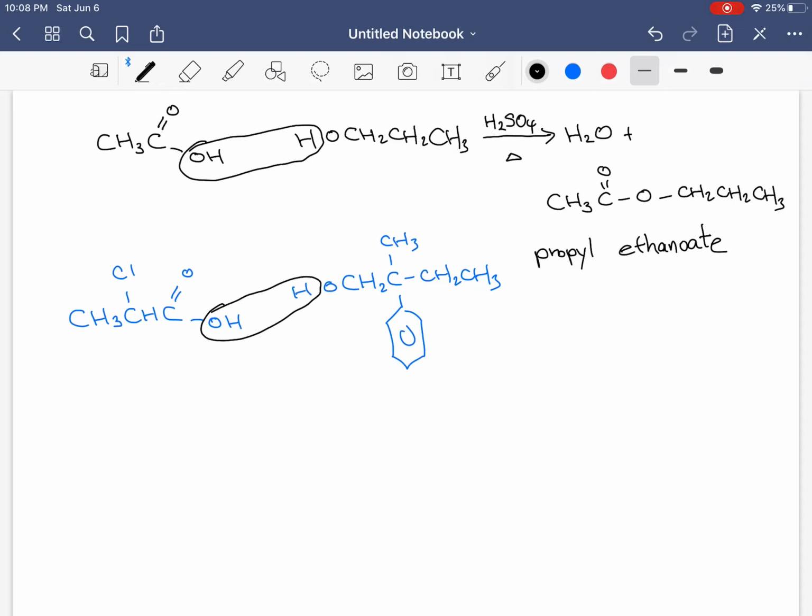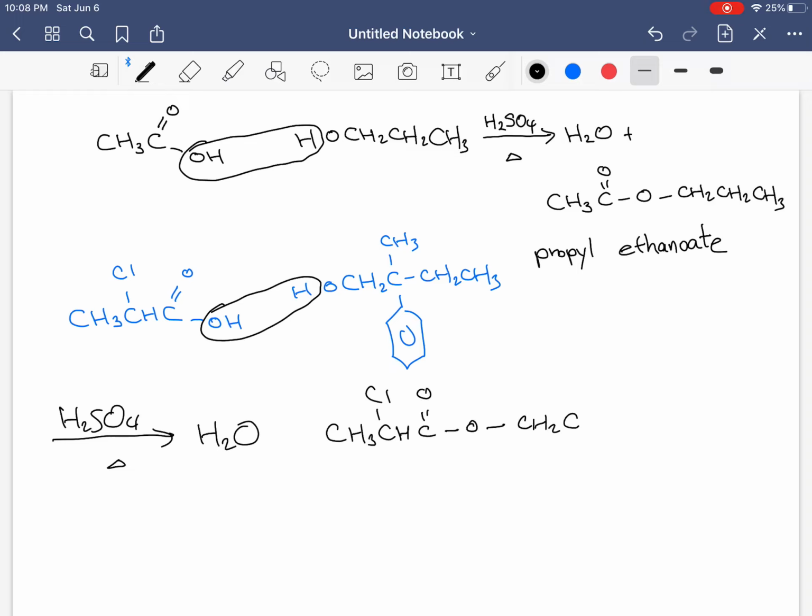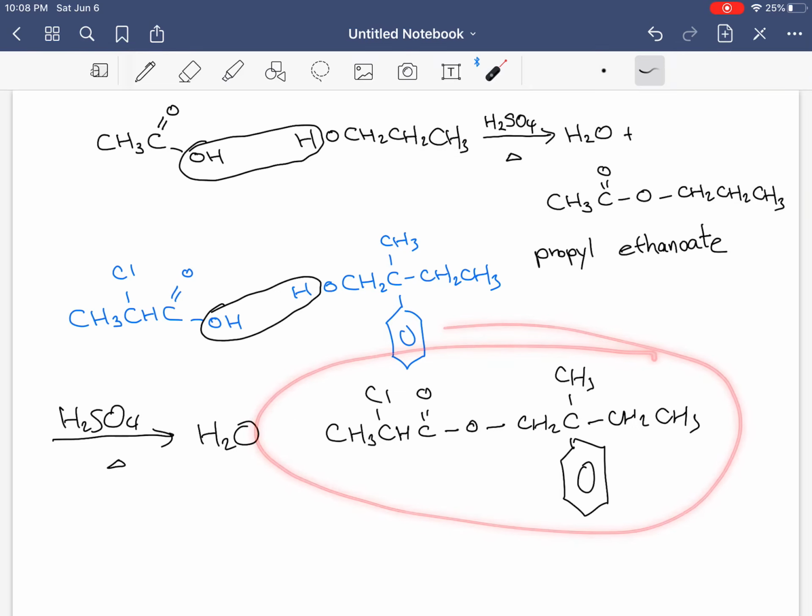Okay, here's water being made, and under the presence of heat and sulfuric acid, you're gonna get CH3, CH with a Cl on top, C double bond O, O, CH2, C with a benzene, CH2, CH3. There you go, that's what I got. Hopefully you got the same thing. Now, the tricky part here is this. If on a test, I would just give you this, and I ask you, can you name this?